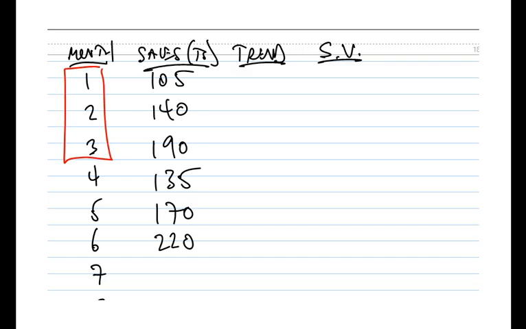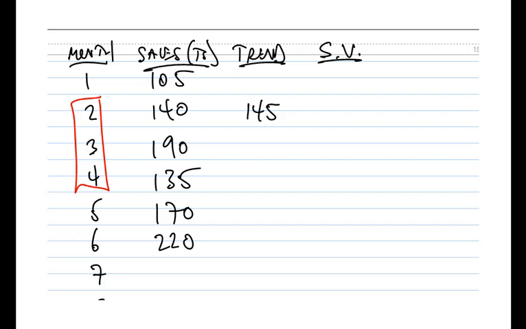We were told that the seasonal variation repeated every 3 months. So if I take 3 months at a time and average them, the first 3-period moving average will be the 105, 140 and the 190. If you add those up and divide by 3 to average it, I get a figure of 145 as my first 3-period moving average figure. Now because that's the average of months 1, 2 and 3, you can see I put it right in the middle alongside month 2.